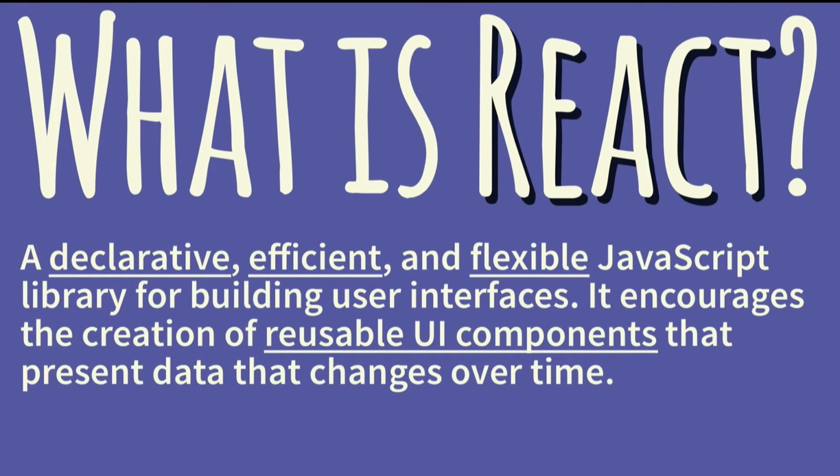Yeah, so this definition was cobbled together from a few different blog posts and the official documentation. So altogether, I think this is a pretty good definition. Yeah, it's a declarative, efficient, and flexible JavaScript library. Encourages the use of reusable components. Okay, so what the heck does that mean? What's declarative?